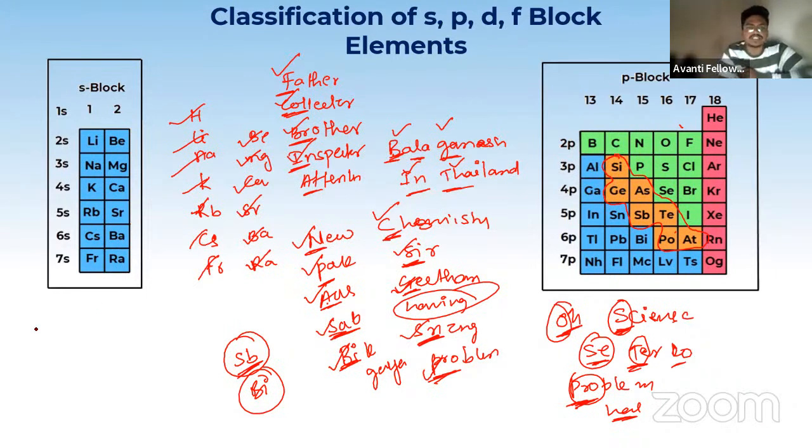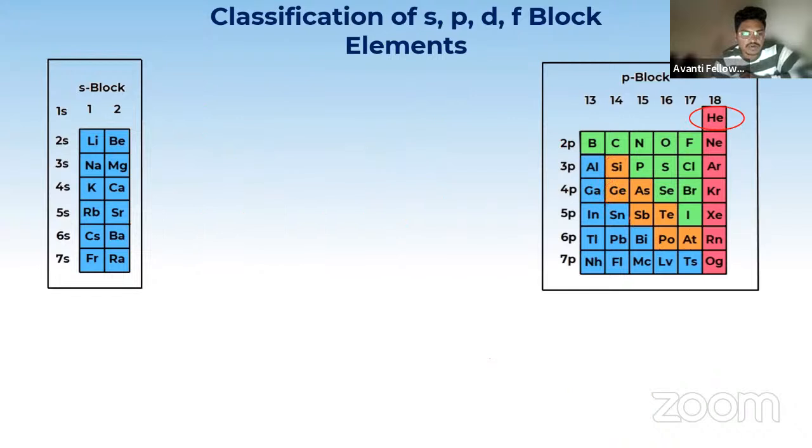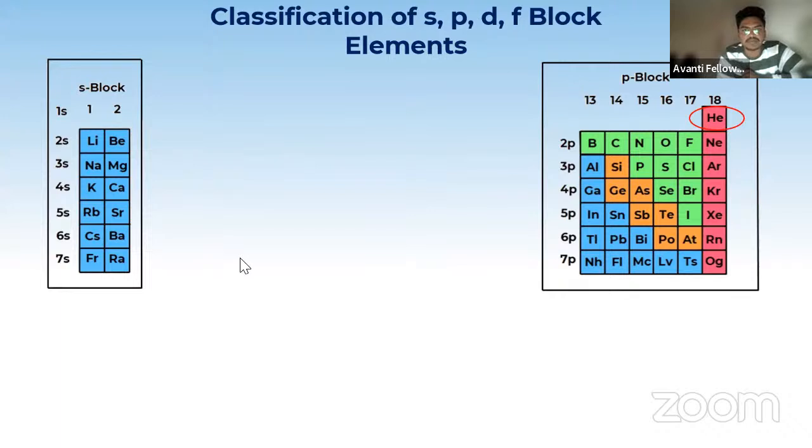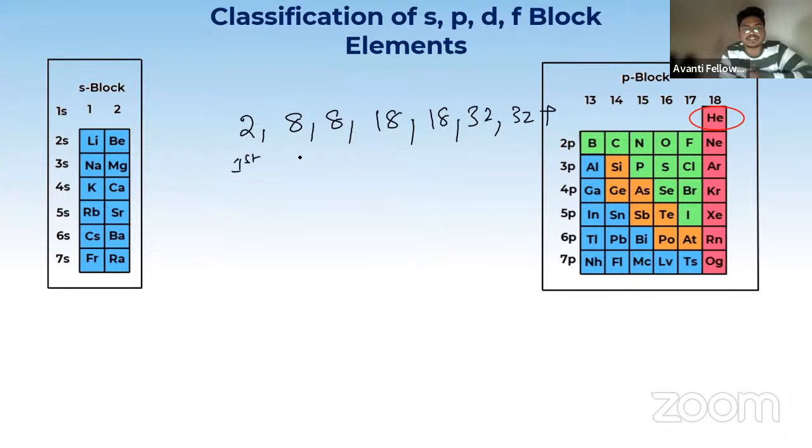Okay, and next we discussed the magic number trick. What is the magic number trick I told you all? Can anybody tell me in the chat box? Magic number trick: 2, 8, 8, 18, 18, 32, and last is 32 plus. We don't know about the seventh period. So this is the first period, second, third, fourth, fifth, sixth, and seventh period. These are the periods, and these are the numbers of elements in each period.